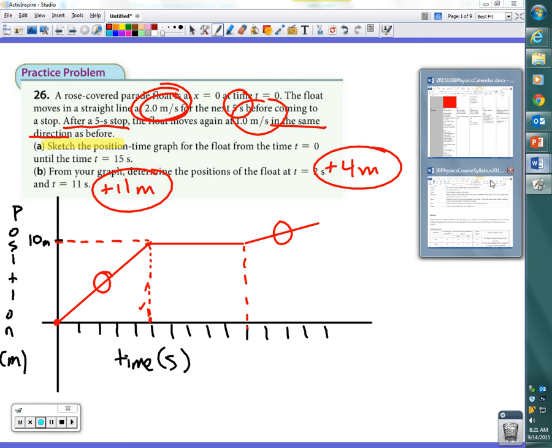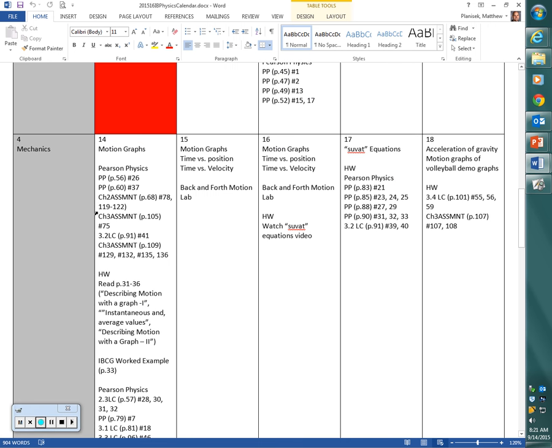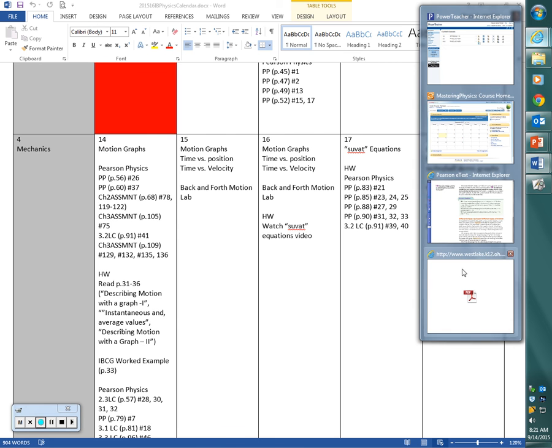Okay. Next, if you would please, to continue on with position time graphs, flip your book to page 60. Page 60.